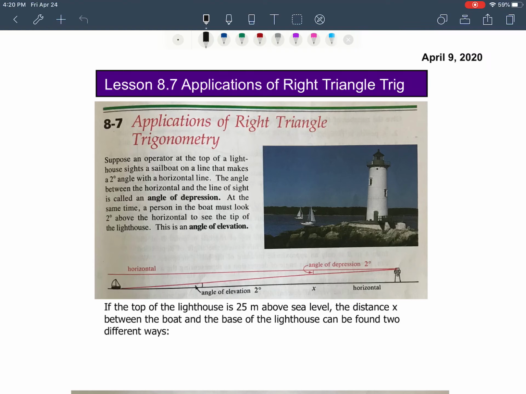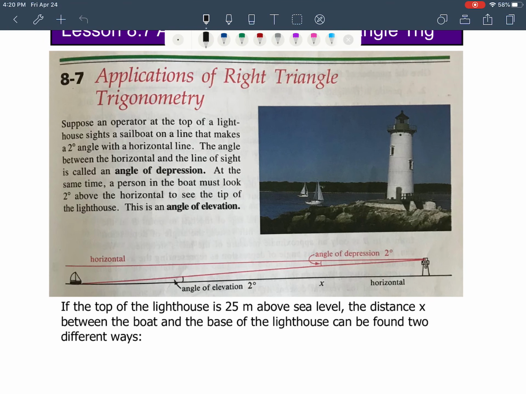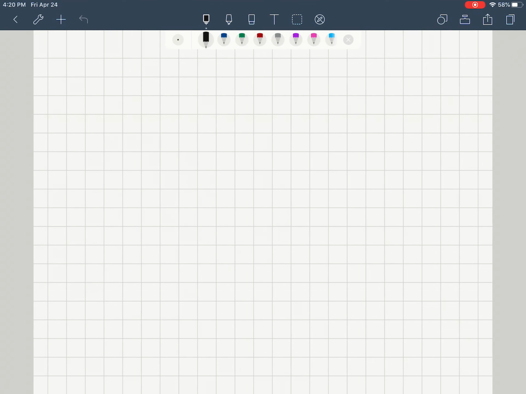Okay, in applications of right triangle trigonometry, sometimes they refer to an angle of depression or an angle of elevation. So before we step into these problems, for instance, trying to find a particular distance, how far a boat is out at sea with respect to a lighthouse, we need to know what the angle of elevation and the angle of depression means. So an angle of elevation or an angle of depression is the angle that is made with the horizontal.